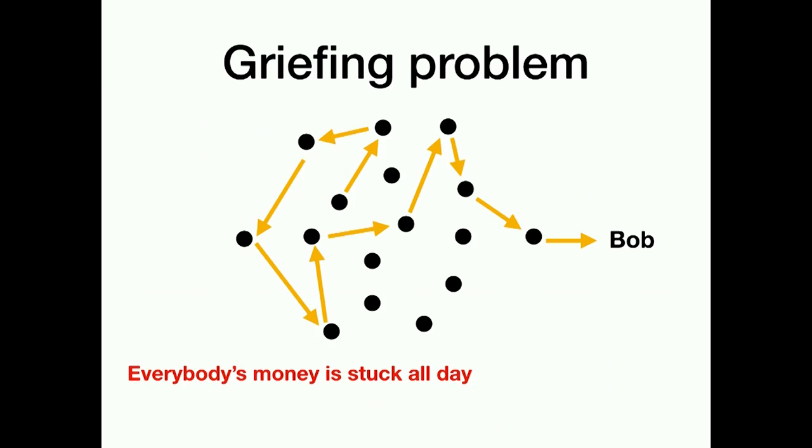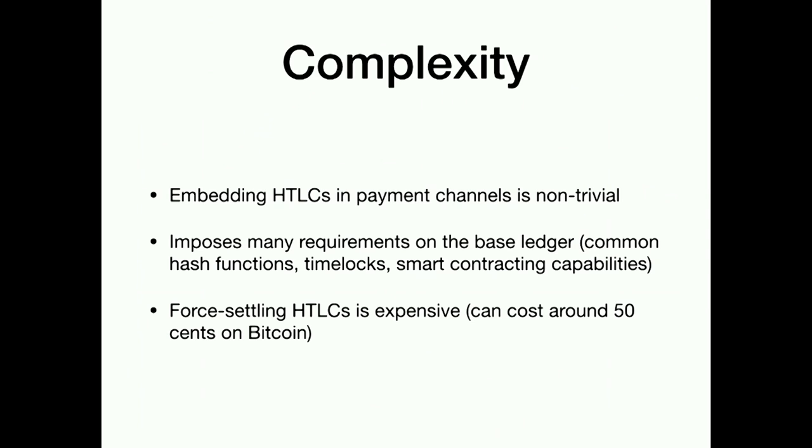There's one more problem, and this is one that I think really was the one that affected me most because I was trying to actually implement HTLCs in something, and that's that embedding HTLCs in payment channels and using HTLCs in general is kind of complicated. It depends a lot on what kind of features you can support in your payment channel. It depends on what kind of features you can support on the base ledger. And it's a bit of a pain to actually settle them.